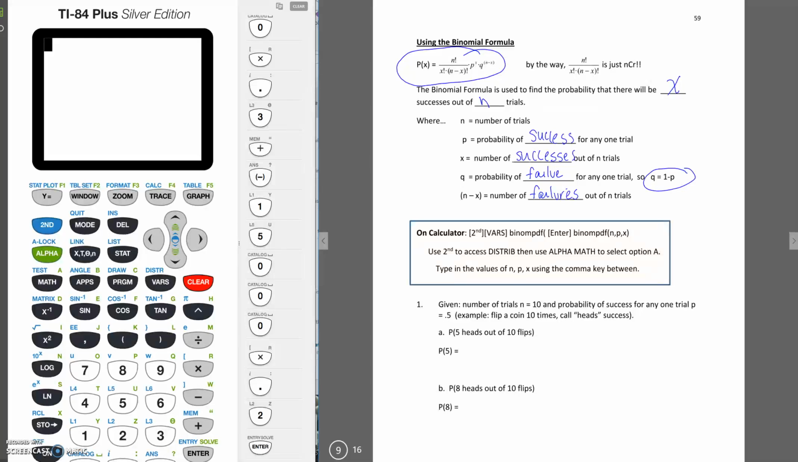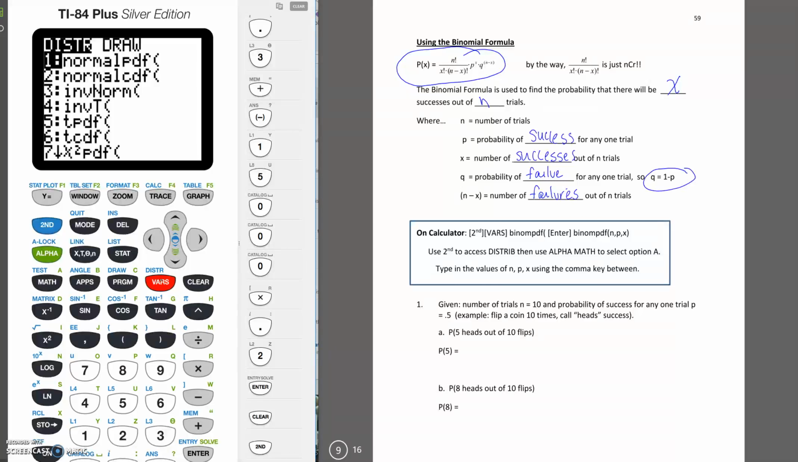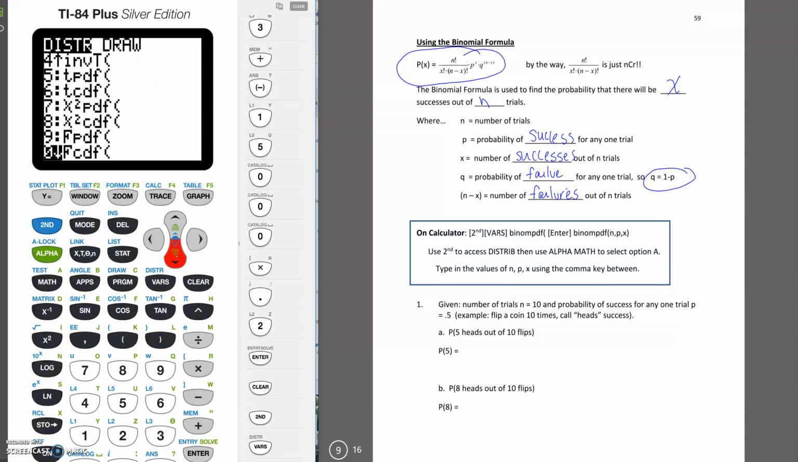Now on our calculator, we're going to have a way to put this in, and it does this formula for you. You just have to put in N, P, and X. So we want this distribution: you're going to hit second, and then vars, and we're going to go down to where it says binompdf. So A.